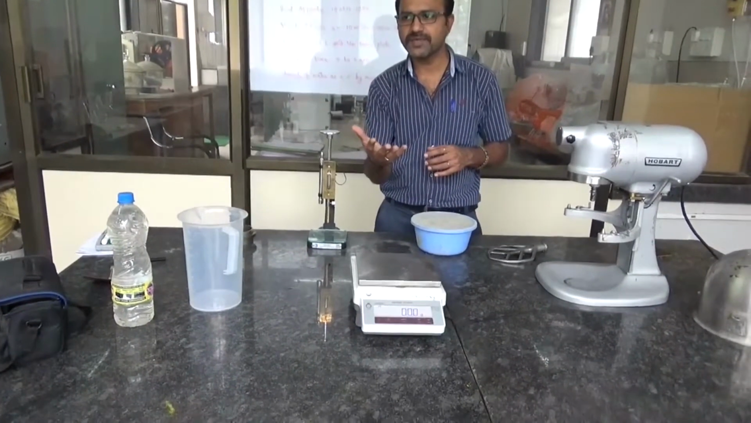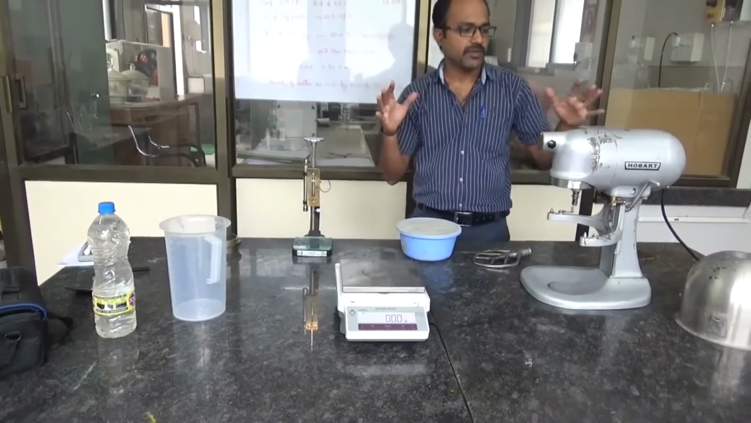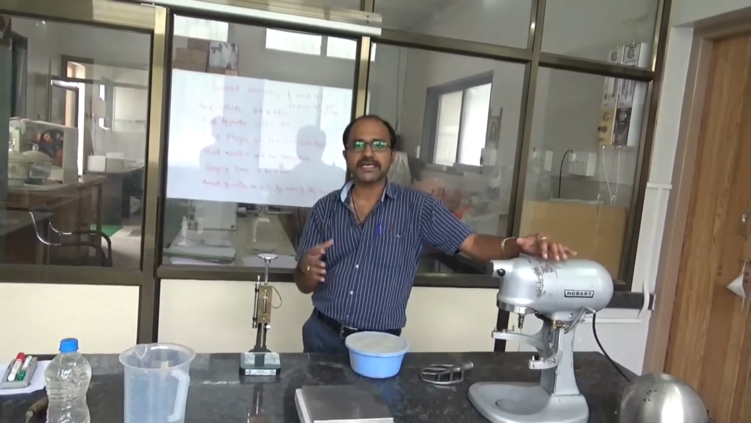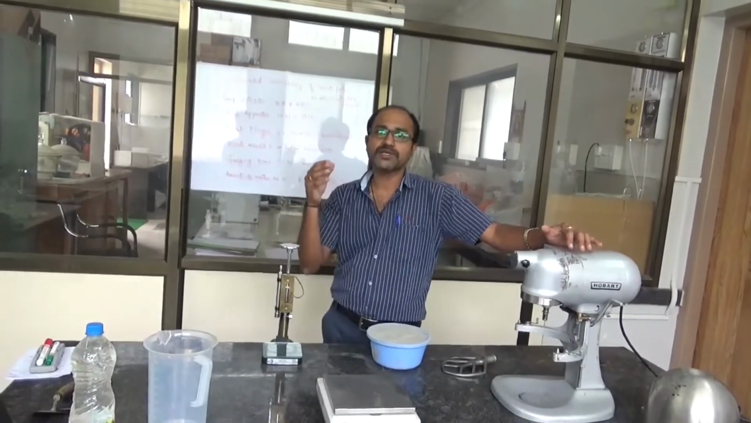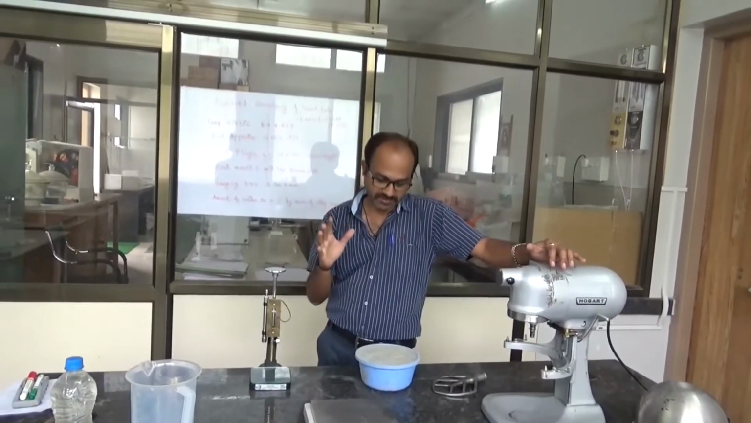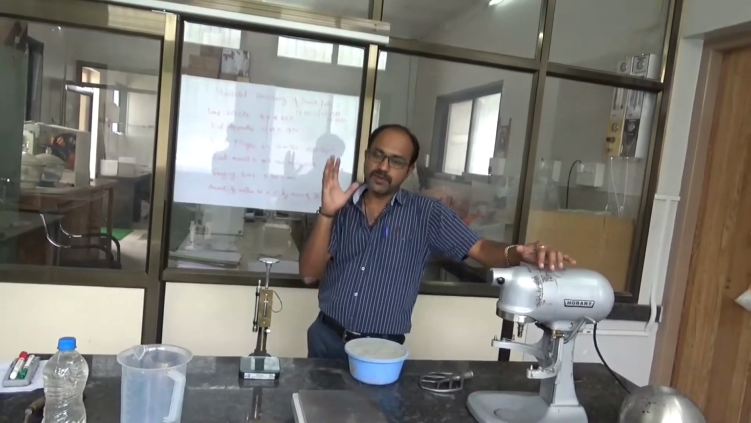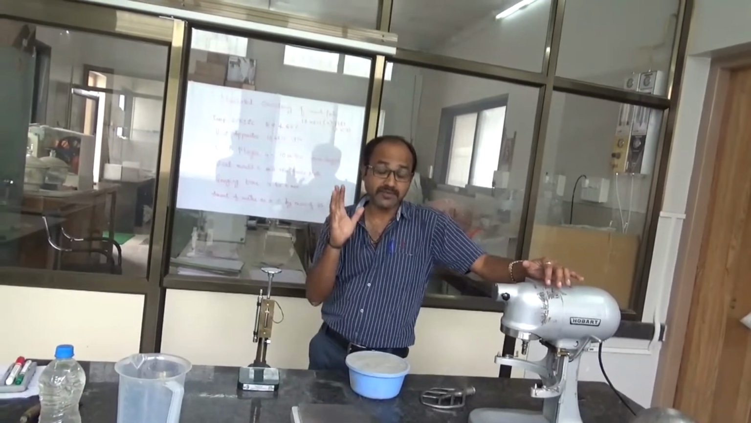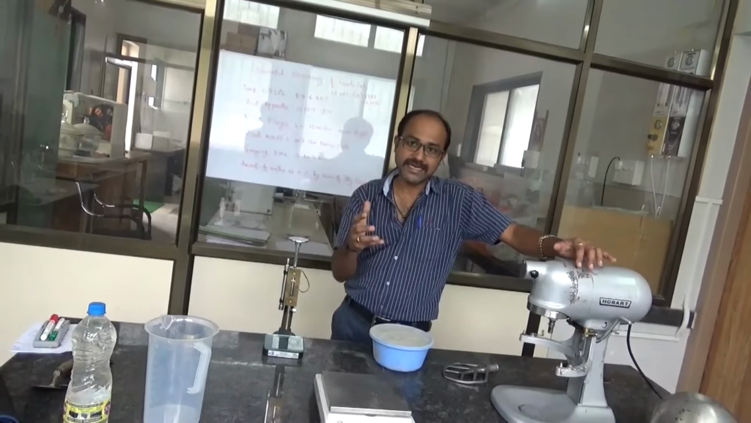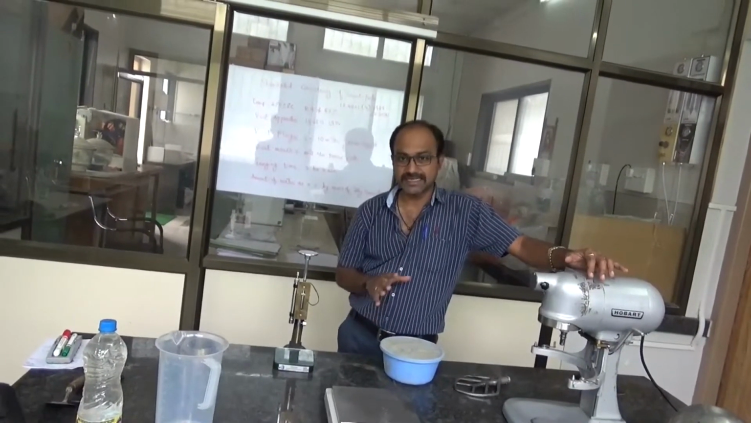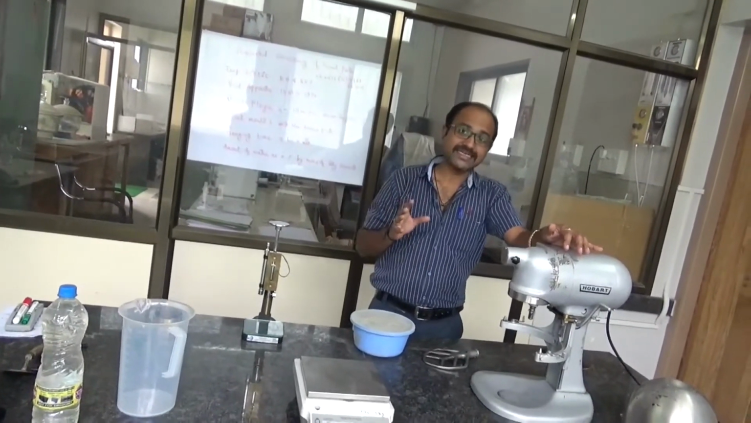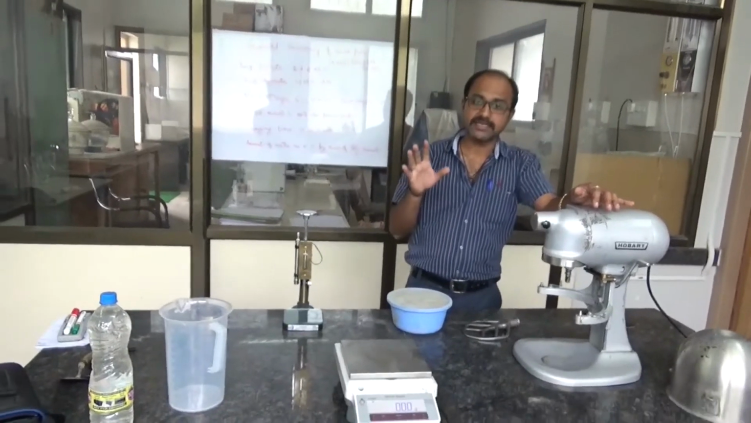Now why do we need the standard consistency? For determination of initial setting time, final setting time, soundness, and to determine the strength of the cement, for determination of all these physical properties of the cement, we need to maintain a certain standard water content, and this water content is decided depending upon the standard consistency of your cement. So for that purpose, determination of standard consistency is important.